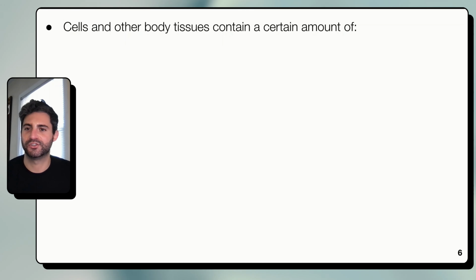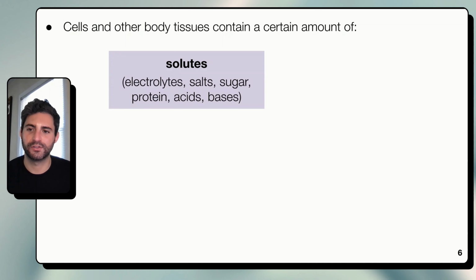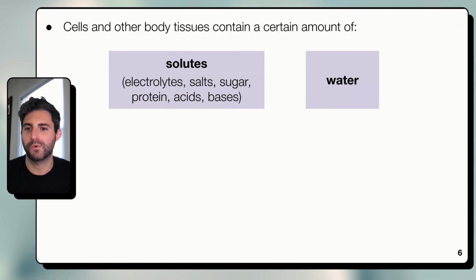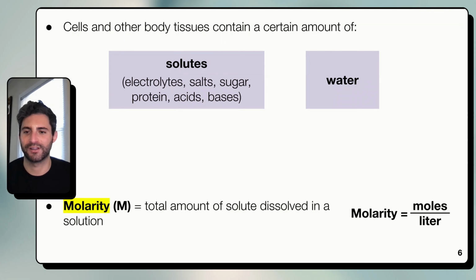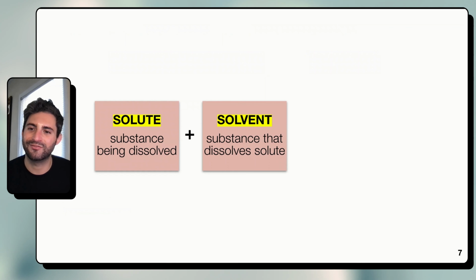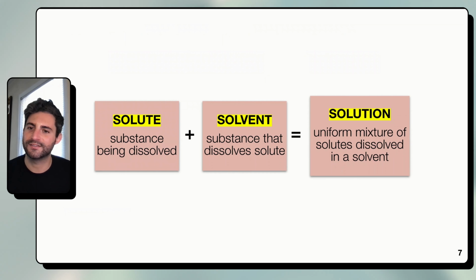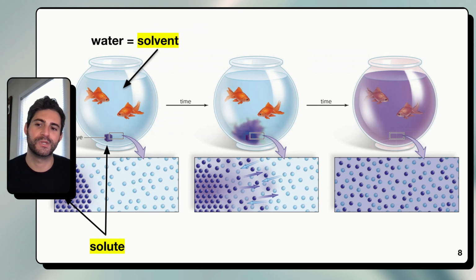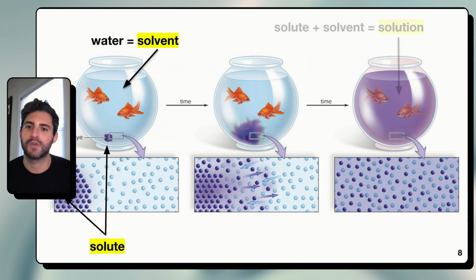Cells and other body tissues always have a certain amount of solutes and a certain amount of water. And we can measure that amount by using the term molarity, which is just the amount of solute that's dissolved in some solution. So if we take a solute and we dissolve it in a solvent, what we get is a solution. For example, if we take some dye, put it in some water, and let it dissolve, we get a purple solution.